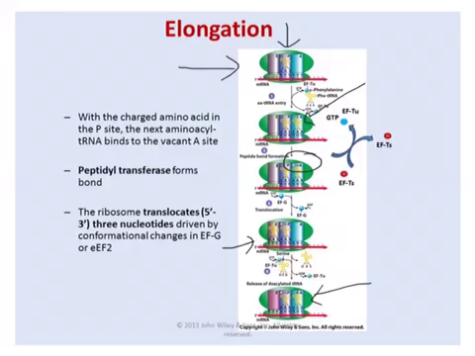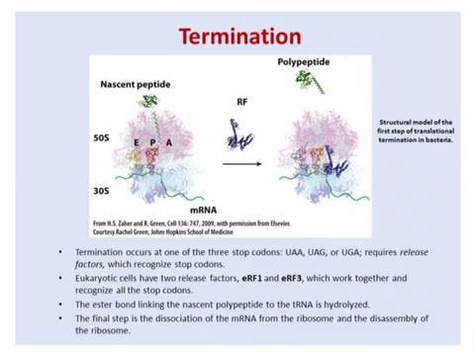And then once again, the ribosome will translocate forward 3 nucleotides and ultimately allow for the next tRNA to come in. So ultimately allow for synthesis of that polypeptide chain, one codon at a time.